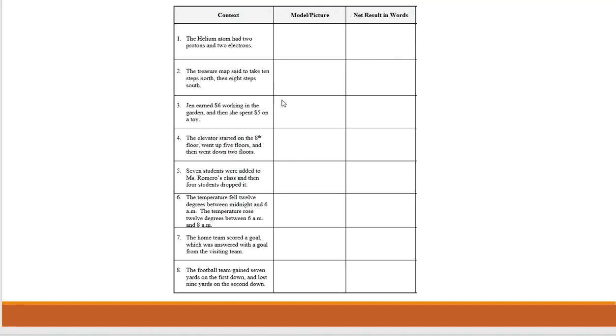Okay, so the helium atom had 2 protons and 2 electrons. So we know that protons have a positive charge and electrons have a negative charge. So if we combine these two, our net result would be a 0. Okay, the next one. The treasure map said to take 10 steps north and then 8 steps south. So 10 steps north and then 8 steps south. When we combine those, we would still be 2 more steps north than we are south.